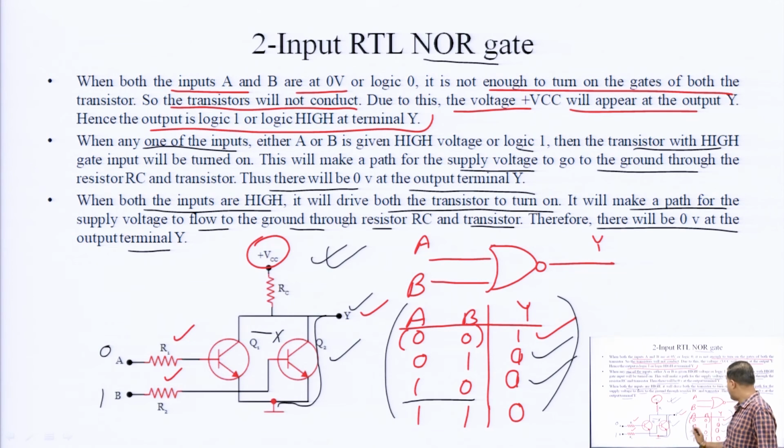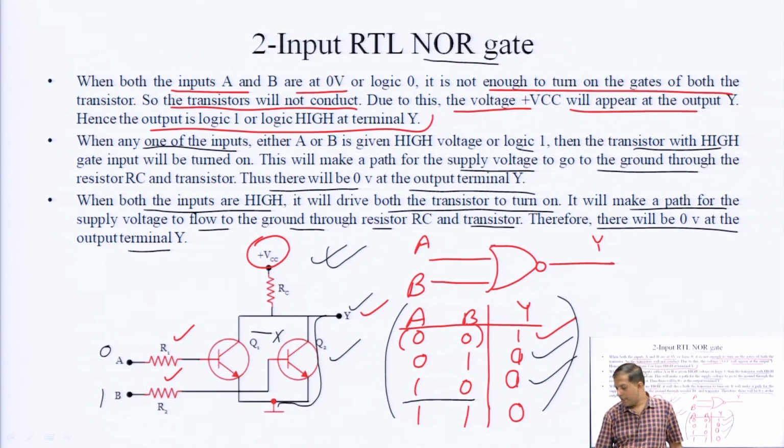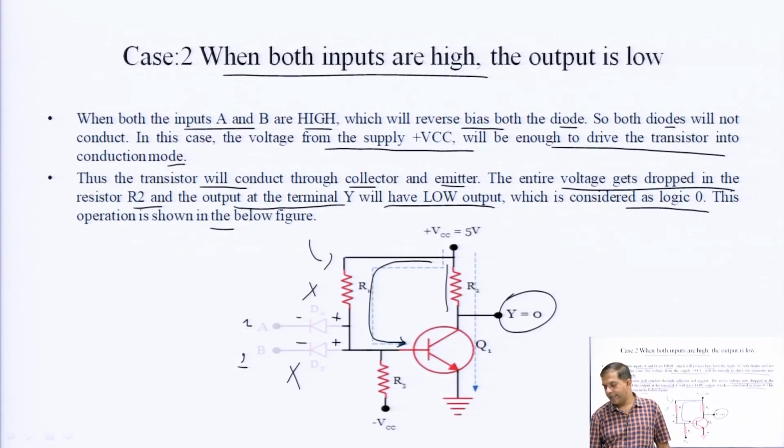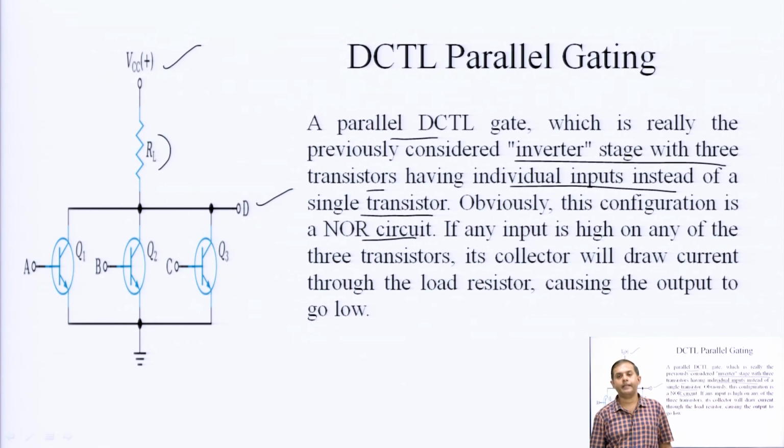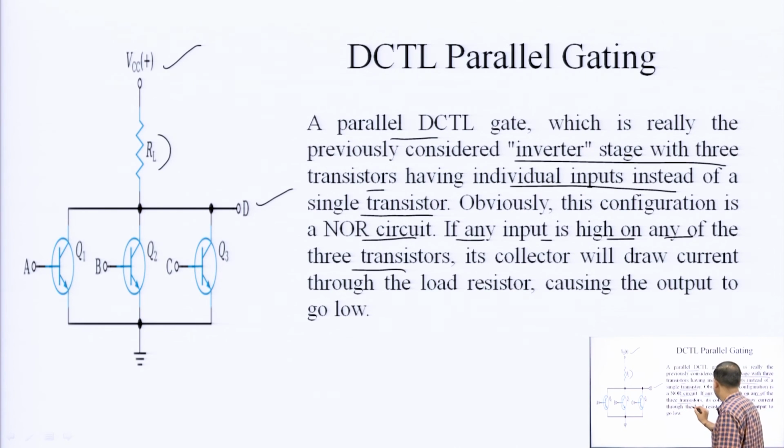Okay. Means when both the inputs are low, output is high, and if any one input is 1, the output is 0. When both the inputs are low, output is 1. When any of the inputs is high, then output is low. So, this is nothing but the NOR gate. So, here using DCTL parallel gating, we are implementing the NOR gate circuit.